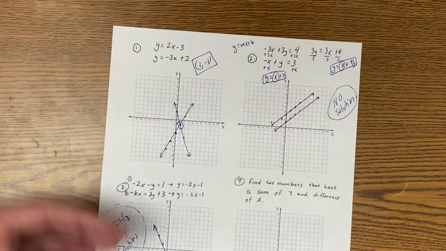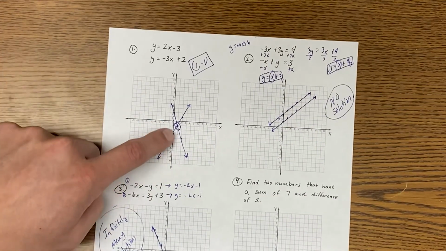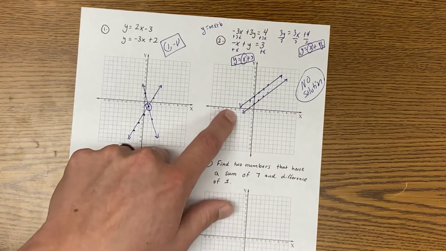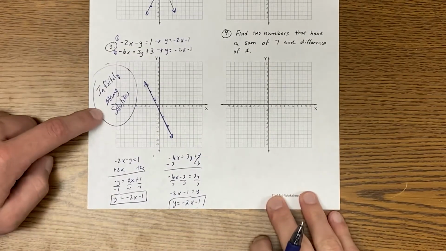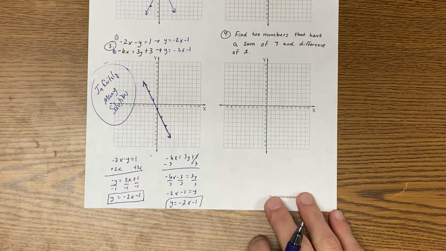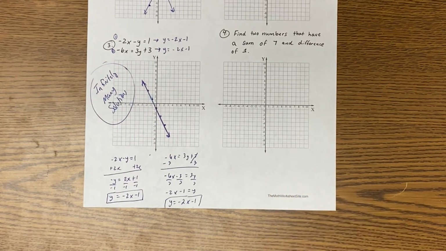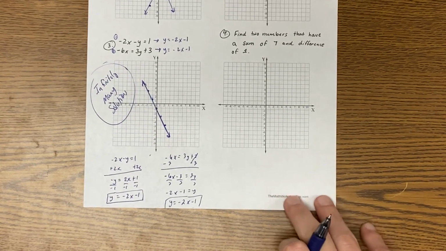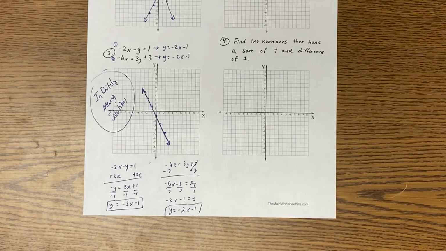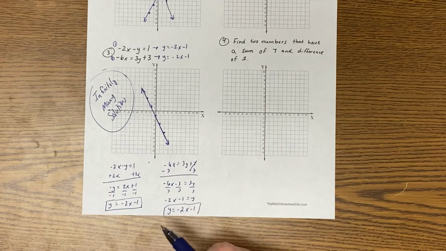So far we've seen an example of one solution, the lines crossed. No solution, the lines were parallel. Infinitely many solutions, the lines were the same line. So the last one we're going to look at is a word problem, and we're going to have to take the words that they gave us and write equations, then graph them. Okay, so it says find two numbers that have a sum of 7 and a difference of 1.